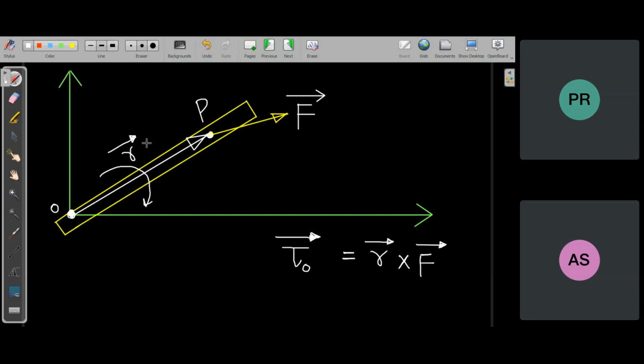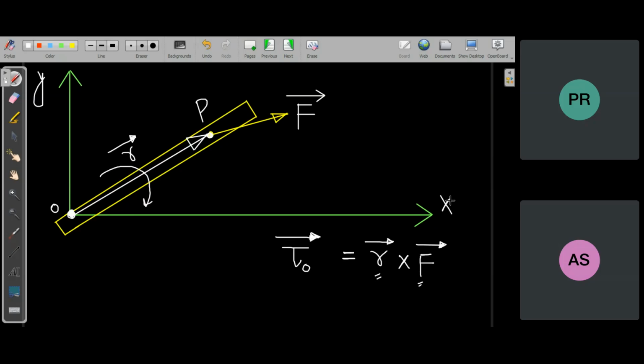You just take their cross product and you will get the torque about point O. And that torque may be in any direction depending on the direction of the force. Force may be in the xy plane, or maybe not in the xy plane. Are you getting it? But the torque will always be perpendicular to both the r vector and the f vector. Means the torque vector will be perpendicular to the plane containing the r vector and f vector.